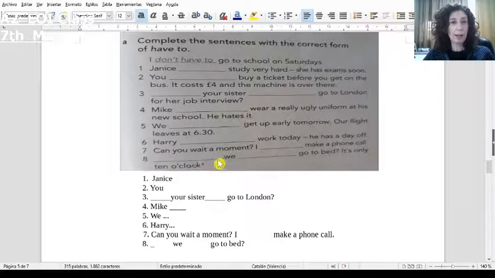7. Can you wait a moment? I tengo que make a phone call. And number 8, it's a question, interrogativa, falta el auxiliar. We have to go to bed. It's only 10 o'clock. ¿Qué dice esto los niños? Son las 10 aún. Tenemos que ir a dormir de verdad.